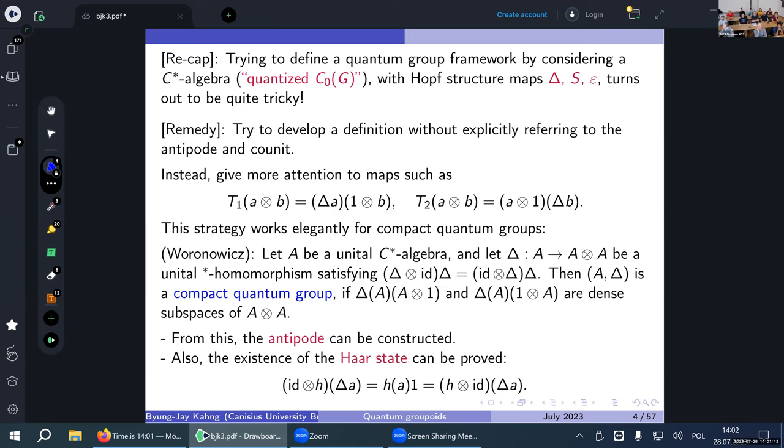So the idea was to downgrade the role of the antipode, at least in the defining stages, and upgrade the cancellation properties and such. That idea worked out pretty well for compact quantum groups, Drinfeld's setting. Basically, from the co-multiplication and the density conditions, which are motivated by the cancellation properties, we can actually construct the antipode map, and the existence of the Haar state can be proved. This is the left invariance, that's the right invariance. This is compact, so there's really no distinction between left and right invariance. So that's where we were.